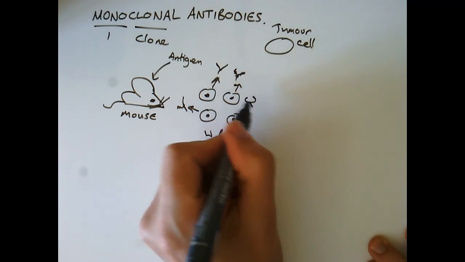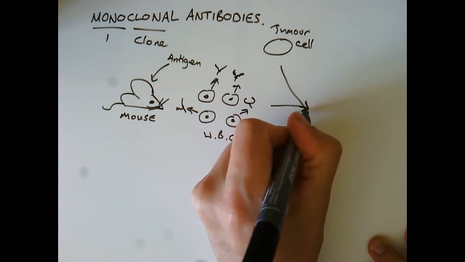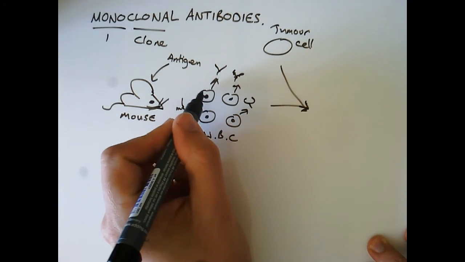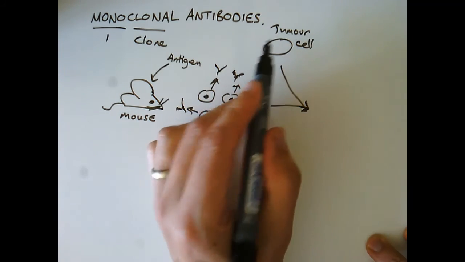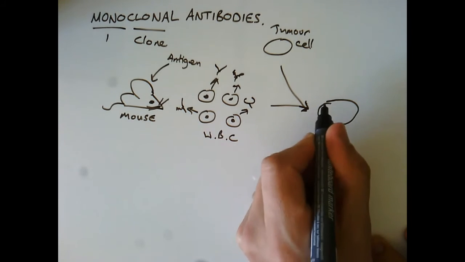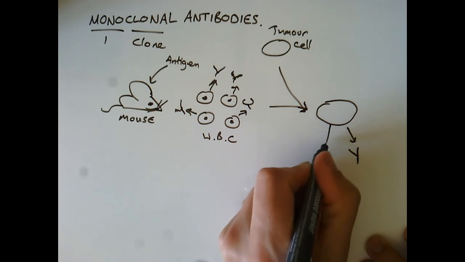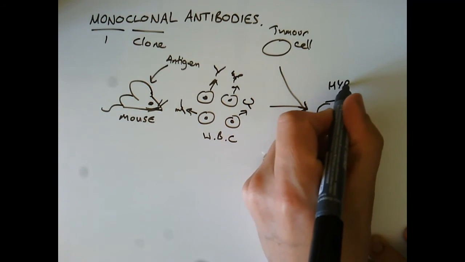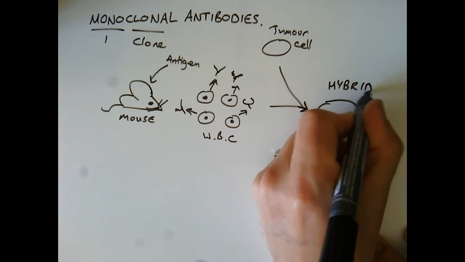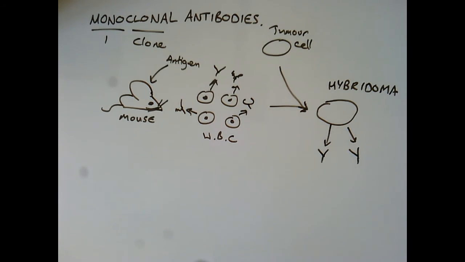What we do is we're going to take our cell and we're going to fuse them together. So these two cells get fused together. Our white blood cell that produces our antibodies and our tumour cell, and it creates a new cell that can produce antibodies. And that cell is called a hybridoma. Hybrid because it's a mix of two. Okay, so it's a hybridoma cell.